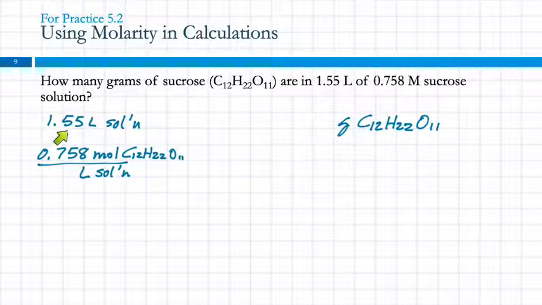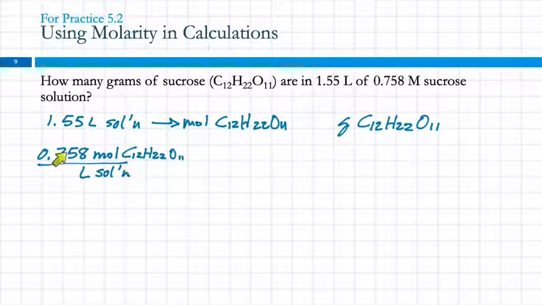So I'm trying to go from liters to grams. I've got this that was given to me. I'm probably going to need to use that. And when we're missing a unit in the middle, what do we try first? Moles in the middle, right? So I'm probably going to want to go to moles. So I can go from liters of solution to moles of sucrose. And the conversion factor here is the molarity that was given to me. Then can I go from moles of sucrose to grams of sucrose? Sure, I just use the molar mass to do that.